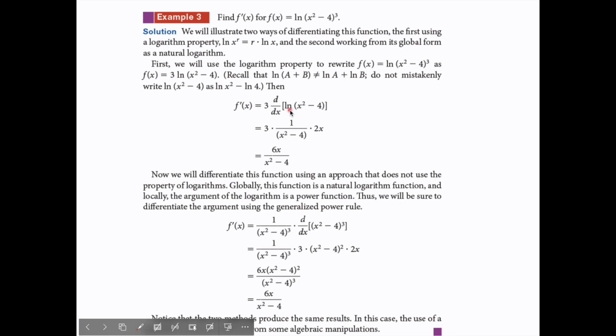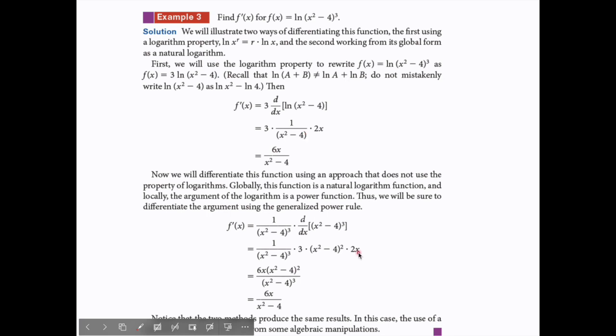So when I take the derivative of the natural log of x squared minus 4, that's going to be 1 over that inner function times the derivative of that inner function. The derivative of this inner function is 2x. And then when we simplify that, we have 3 times 2x, so that gives me the 6x. And then we have x squared minus 4 in the denominator.